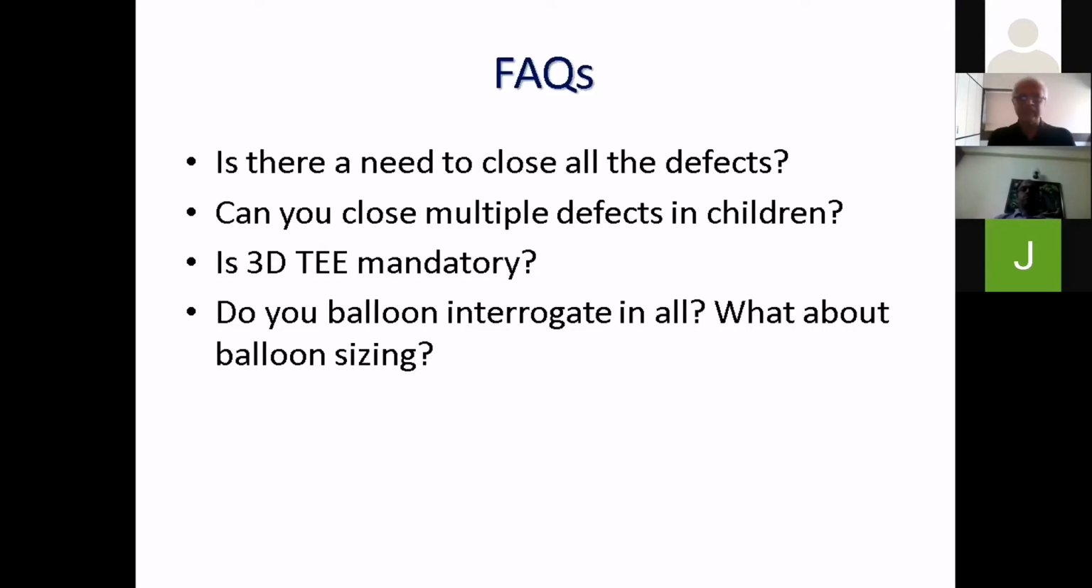Now, these are the frequently asked questions. Is there a need to close all the defects in a patient with multiple ASDs? Can you close multiple defects in children? Is three-dimensional TEE mandatory in dealing with multiple ASDs? And do you balloon interrogate all the patients? Or is there a role for balloon sizing? And I'm going to spend some time differentiating balloon interrogation from balloon sizing.